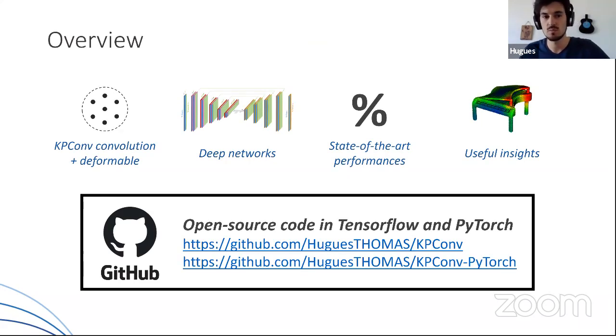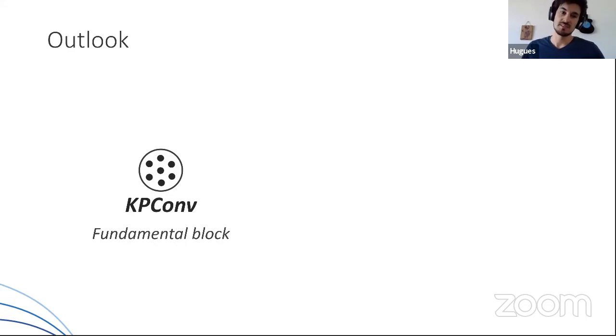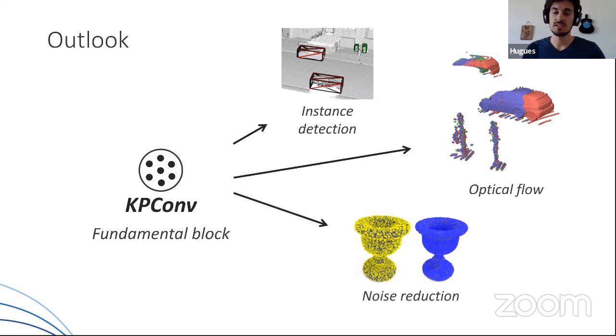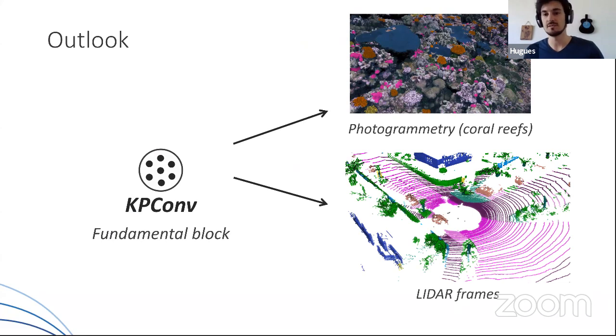So as a conclusion, we defined a new KPConv convolution, used it in deep networks and got state-of-the-art performance. And we also got useful insights about the network. Our code is open source, and we have written TensorFlow and PyTorch implementations. So feel free to come and see the GitHub repo to use the code. As an outlook, KPConv is just a fundamental block, so you can use it in any task. Here we just applied it on semantic segmentation, but it can be used with any kind of point clouds and any kind of task in 3D point clouds.